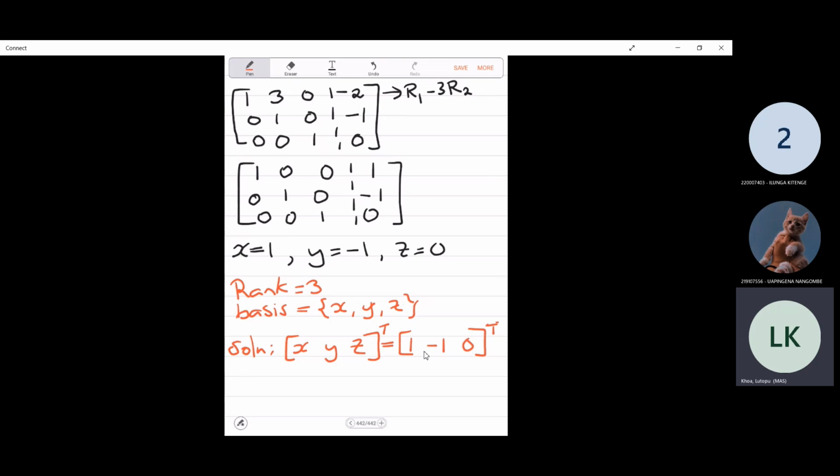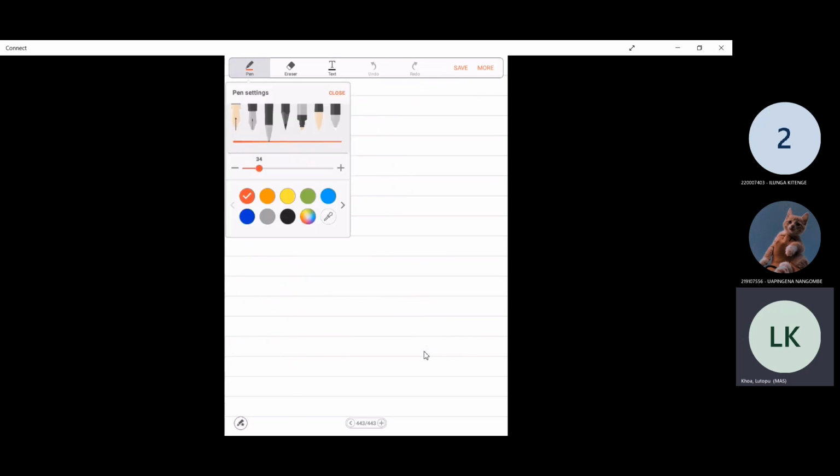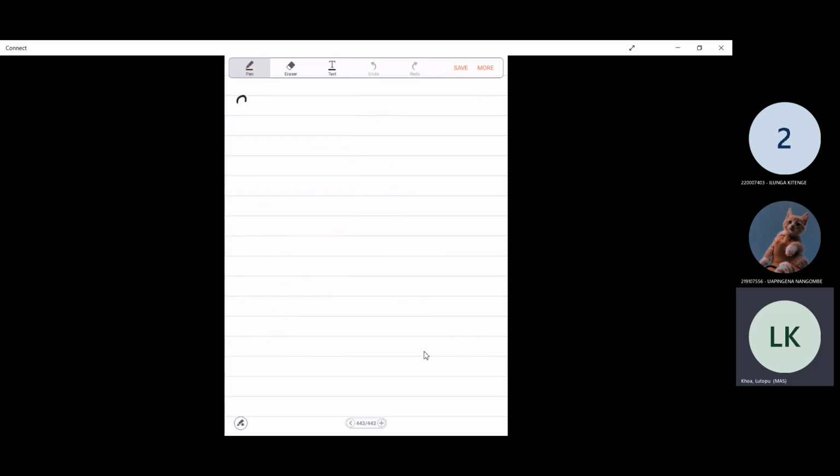Question 2. Part 3. So I'll call this 2.3. Oh, no, we did this one already. See, 2.4.